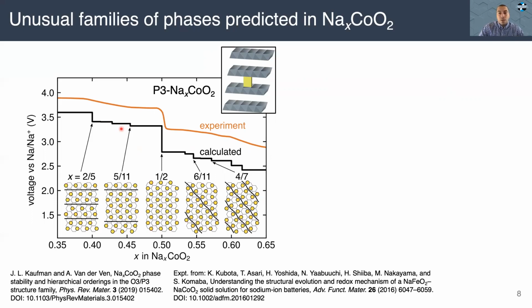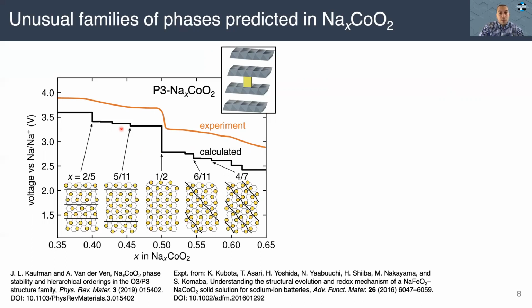And this is somewhat unusual behavior, but I've also predicted the same phases in this P3 structure in potassium cobalt oxide and potassium chromium oxide. So these seem to be important phases in this class of materials.